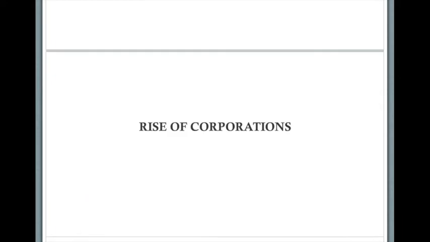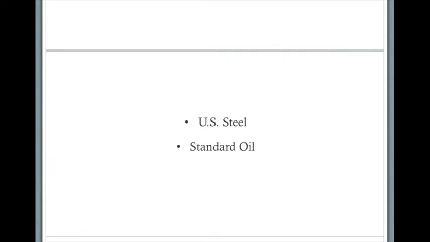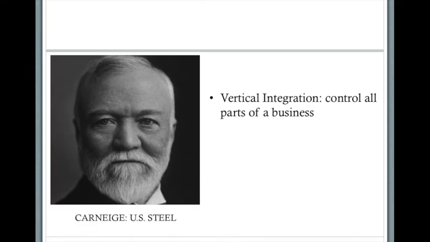Let's move on to the rise of corporations. The two corporations that I'm going to discuss are U.S. Steel and Standard Oil. U.S. Steel was founded by Andrew Carnegie. U.S. Steel used a process called vertical integration, which meant the control of all parts of a business from raw materials to transportation, manufacturing, and distribution. So in other words, they were able to control pricing. If you don't have to rely on outsourcing, you can control how much you pay for something. This will make Carnegie a very rich man.